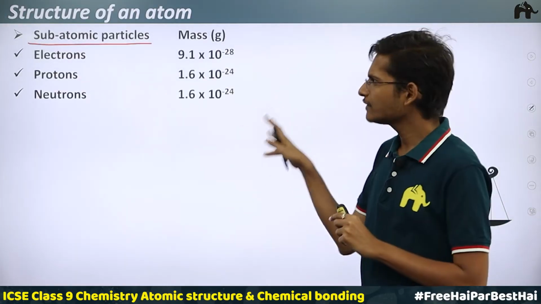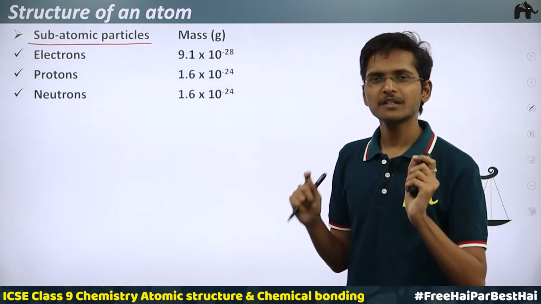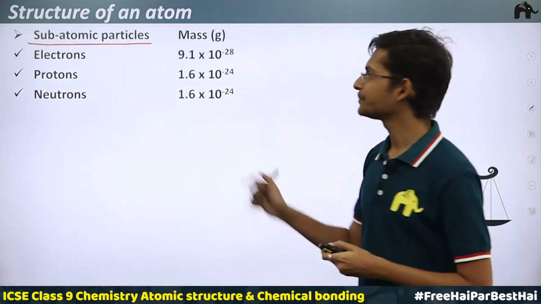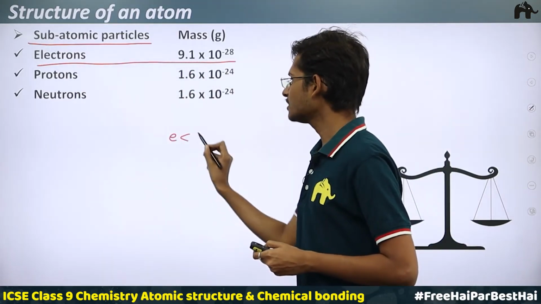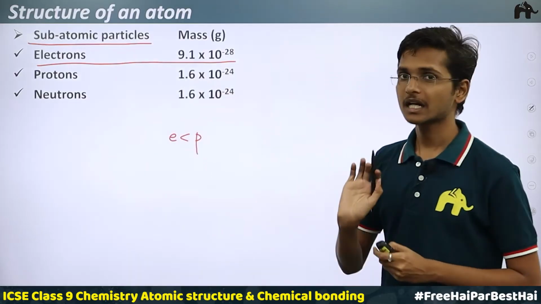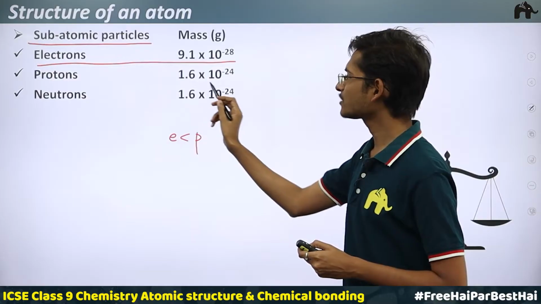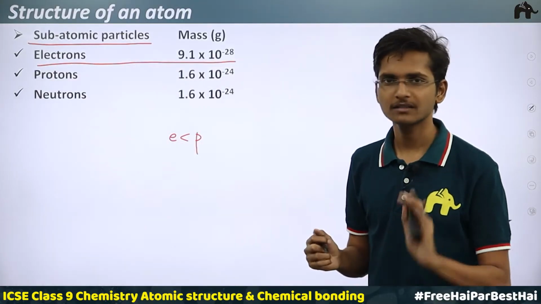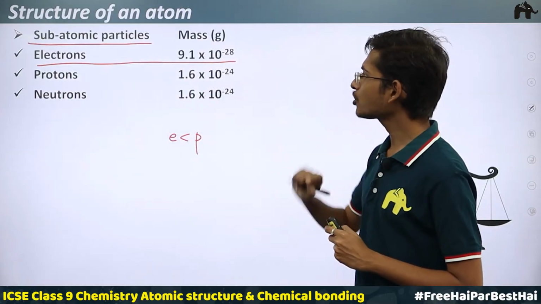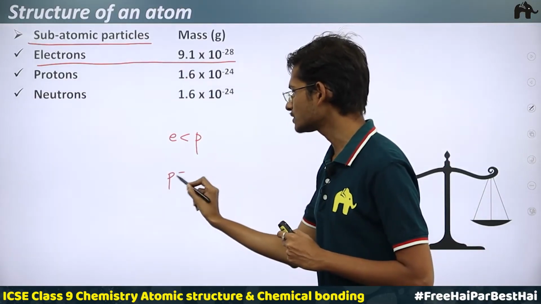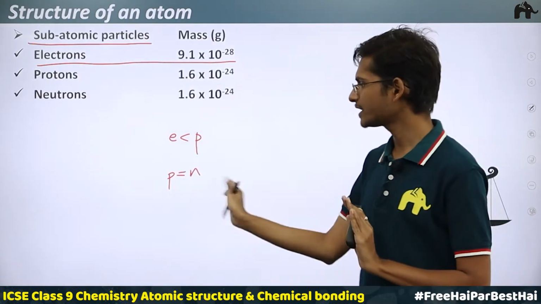I have emphasized their masses previously also, but you can try to relate them slightly. See, the electron's mass is less than the proton's mass. Correct? You can see 9.1 into 10 raised to minus 28 is less than 1.6 into 10 raised to minus 24. It's simple math. But you can also see the neutron's mass is the same as that of the proton's mass, right? So the proton's mass is the same as the neutron's mass. I'm just writing in this way.